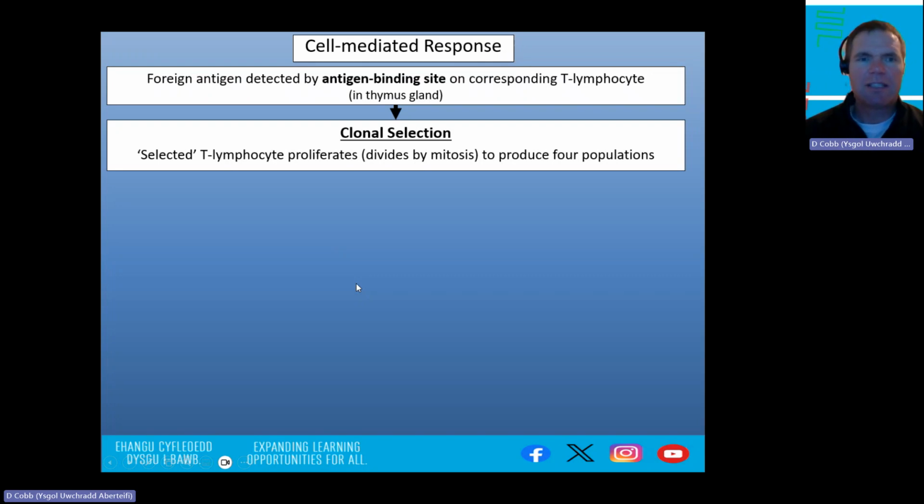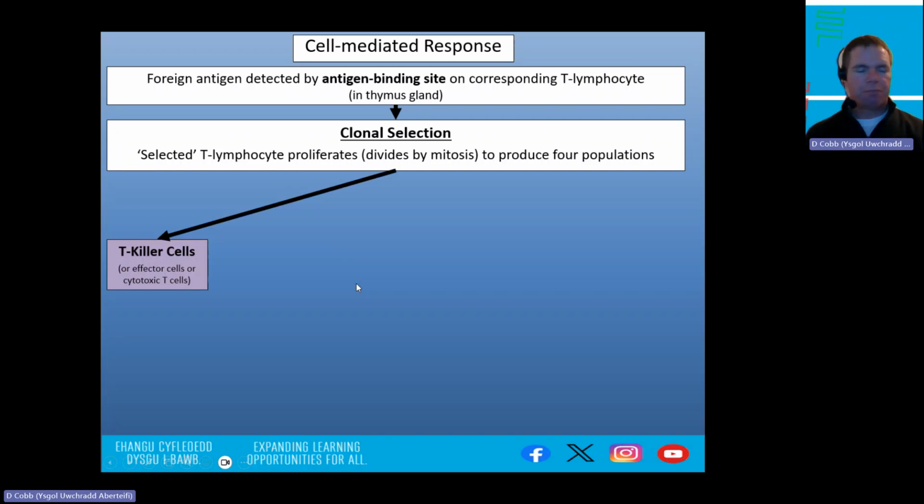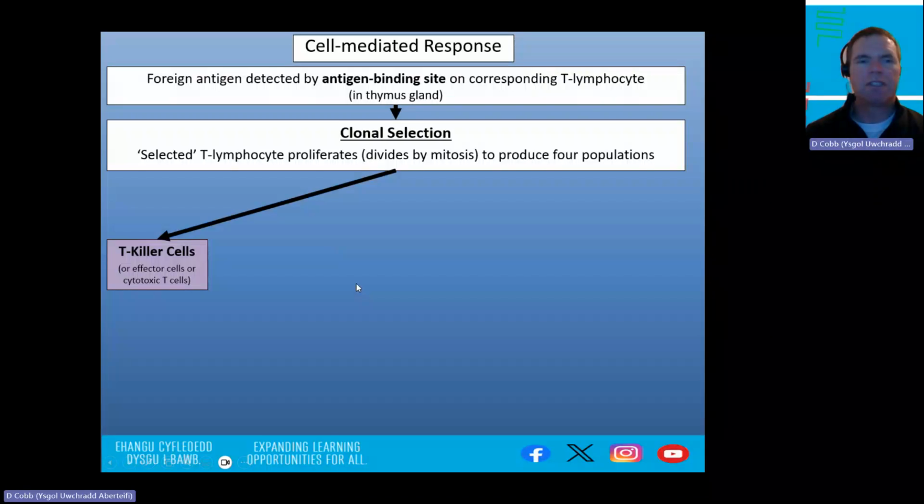Same thing, the selected T lymphocyte proliferates, meaning it divides by mitosis, but now we produce 4 populations. So there's a bit more going on here. The first population is T killer cells. They have other names, which is not particularly helpful, but they have multiple names. We have T killer cells, or effector cells, or cytotoxic T cells. The only reason I write all 3 is because they may be referred to as other things, and you need to know they're referring to T killer cells there.